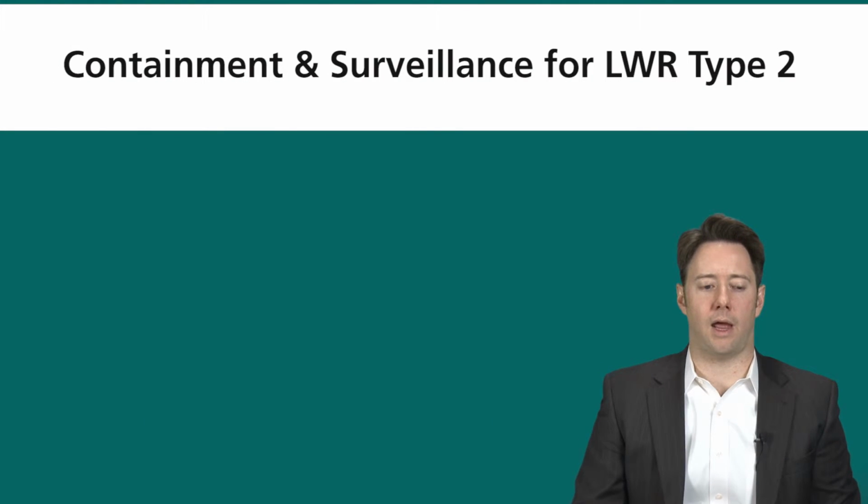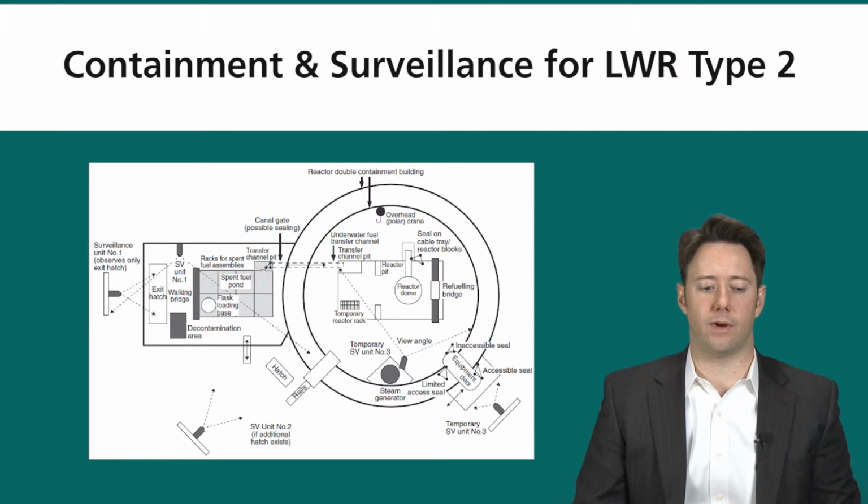So now let's take a look at the LWR Type 2 containment and surveillance. Here we have the reactor building, the big circle there. In the center of that is the reactor pool and the reactor dome there.